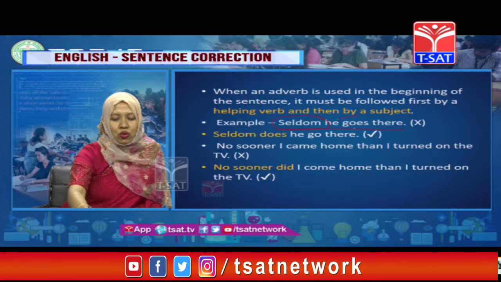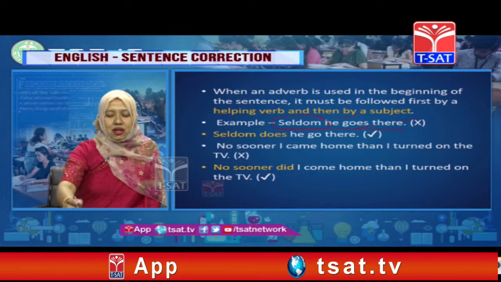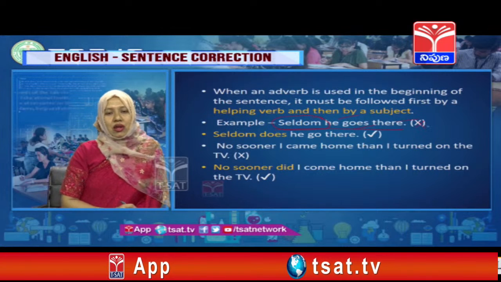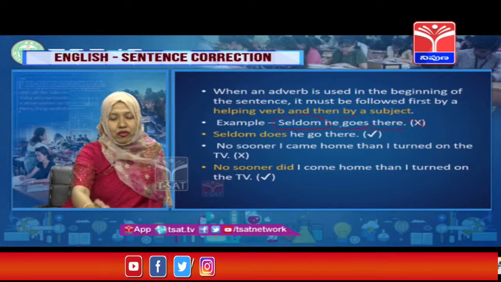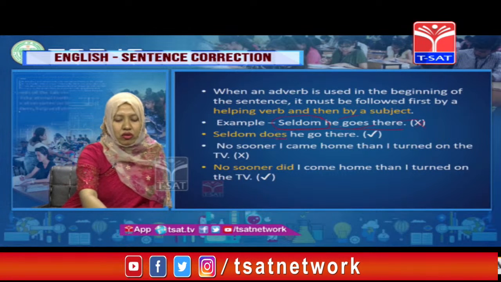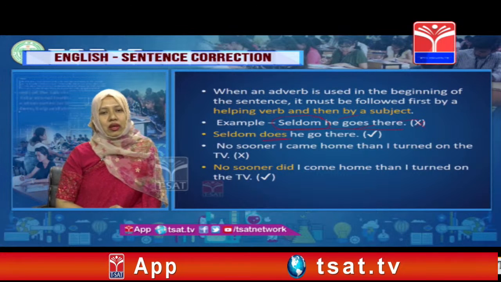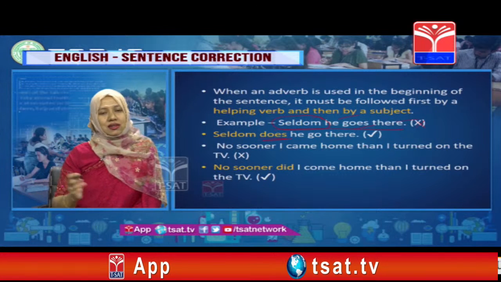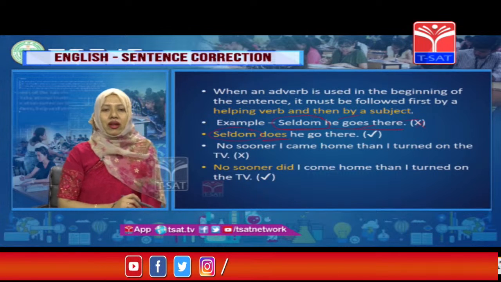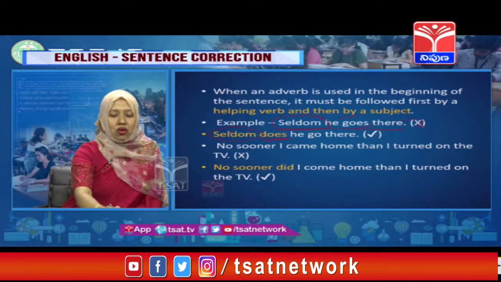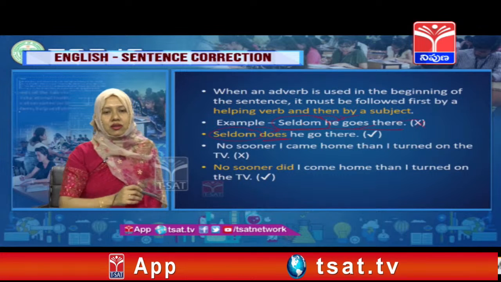He is the subject, goes is the main verb, there is the object. This is a wrong sentence. How should you say? Seldom does he go there. The adverb should never be followed by a subject. It should always be followed by a helping verb. Seldom does he go there. Seldom does he visit us. Seldom is an adverb of frequency, very rarely. So always adverbs should be followed by helping verbs, not by subjects.